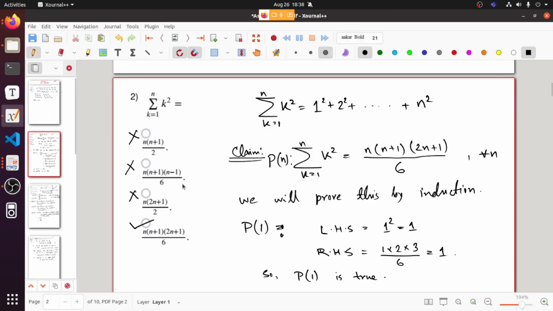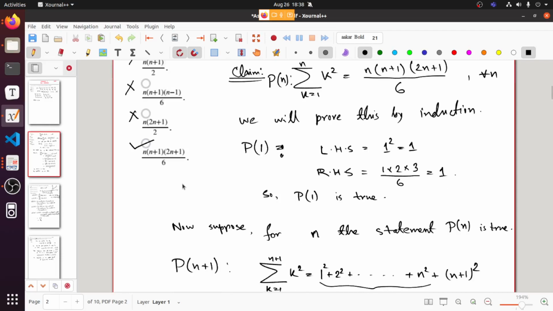Okay. So we'll prove this by induction. Just check for n equals 1. The LHS, if you put k equals n equals 1, is 1 square, which is 1.